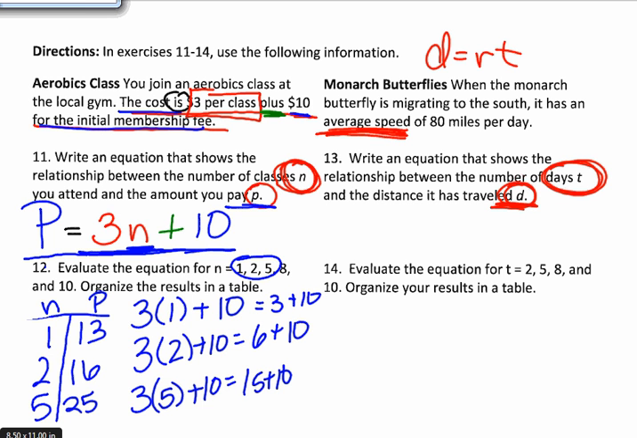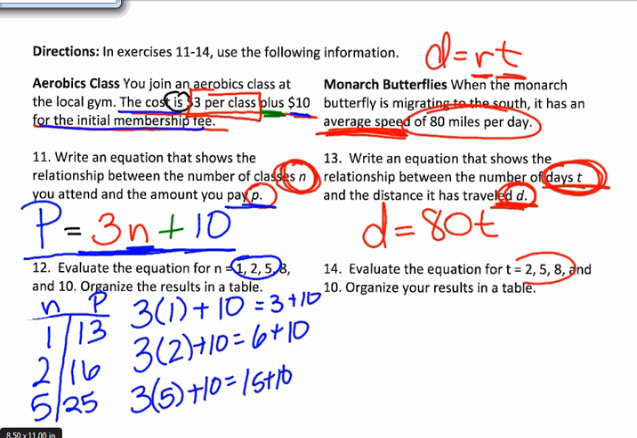So D equals my rate. My rate is 80 miles per day, so we're going to write 80. My time, I don't know that either, but it tells us we're going to use the letter T. So we're going to write T. Here's my equation: D equals 80T. It wants us to evaluate the equation for 2, 5, 8, and 10, and put the results in a table.